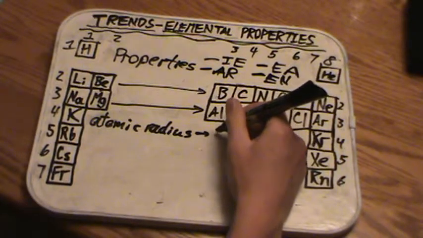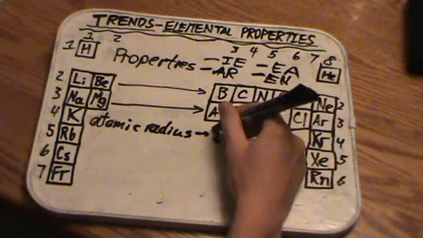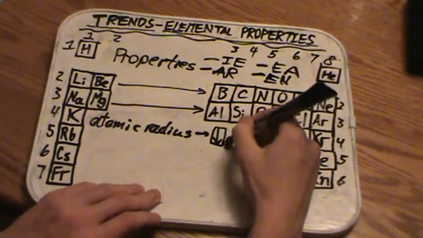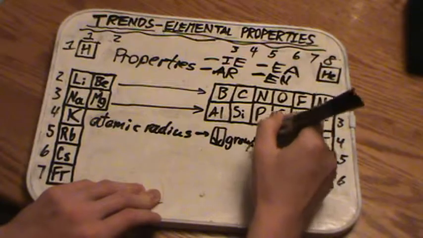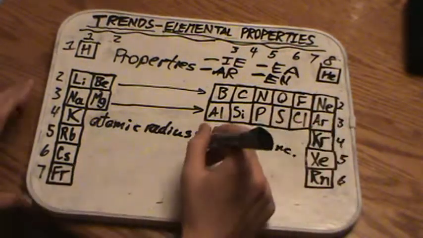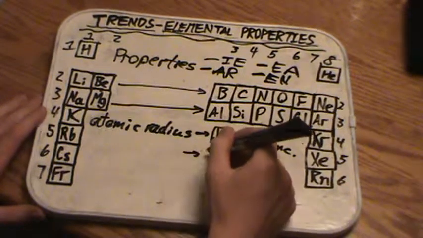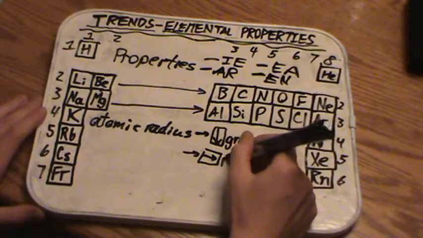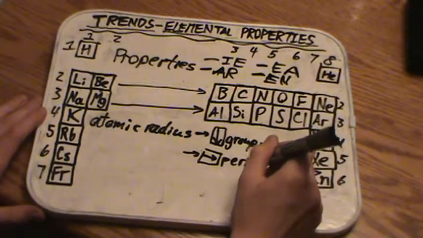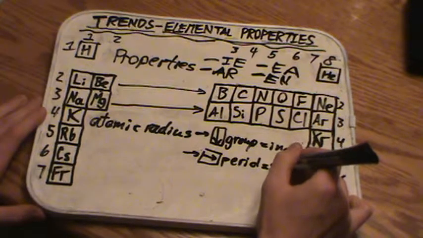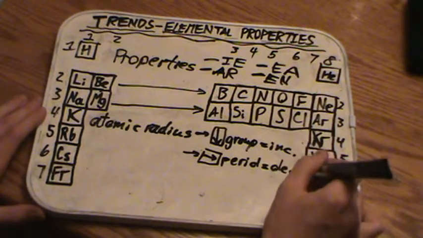Okay, so down a group, and we are going to box this up so it's not confused with that arrow. Down a group equals an increase in atomic radius. And now across a period, box that up again, across a period equals a decrease in atomic radius.